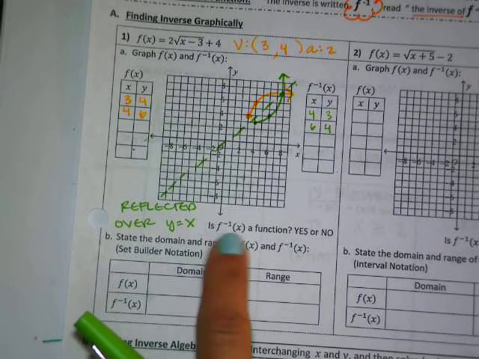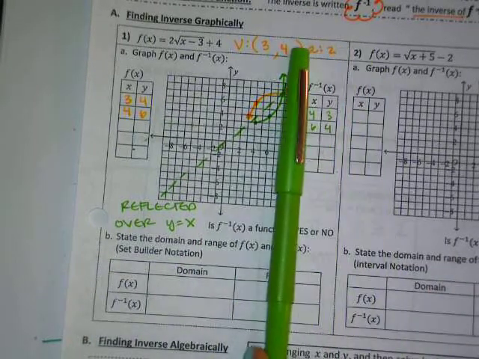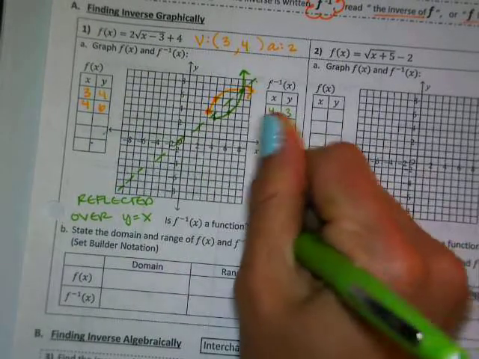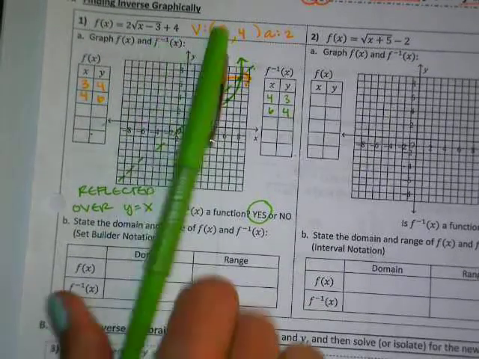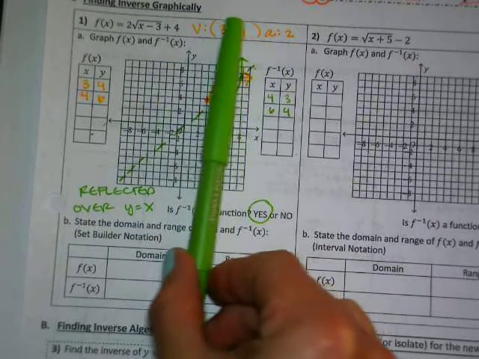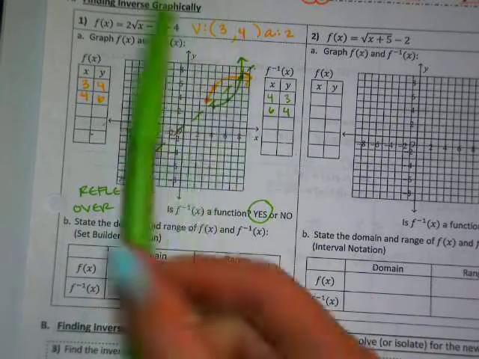For this part here, is the inverse a function? So you do the pencil test, right? If your pencil only touches it at one spot, then yes, it is a function. So the inverse here, you take your pencil and you go along your function. If it only touches it once, then it's a function. So because it only touches the green line one time, it's a function.